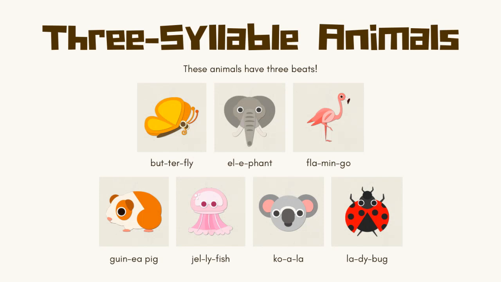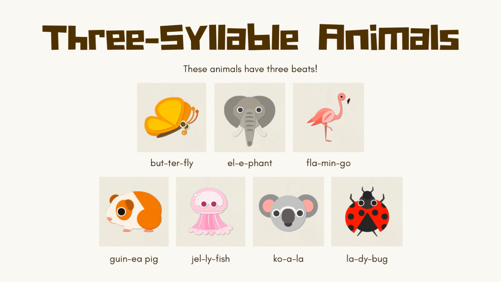These animals all have three beats in their names, which means they are made up of three syllables. For example, we have ladybug, which sounds like three separate parts when you say it slowly. Then there's koala, also three syllables, and jellyfish. Notice how each of these words is broken into three distinct sounds or beats.